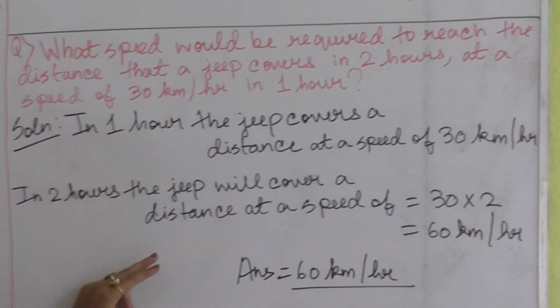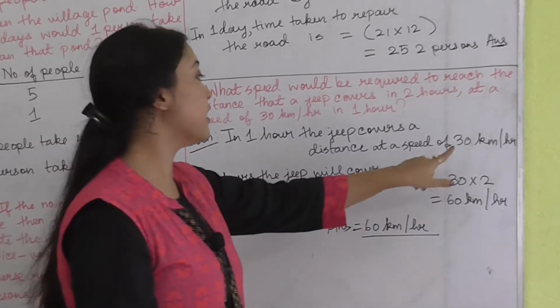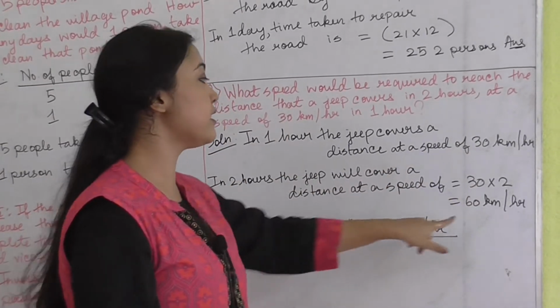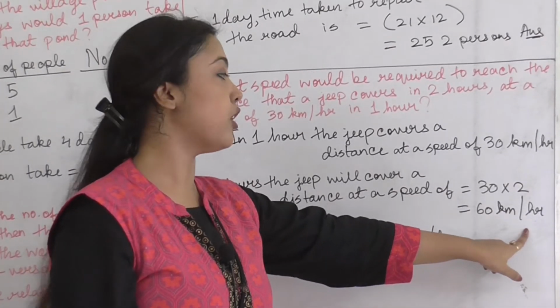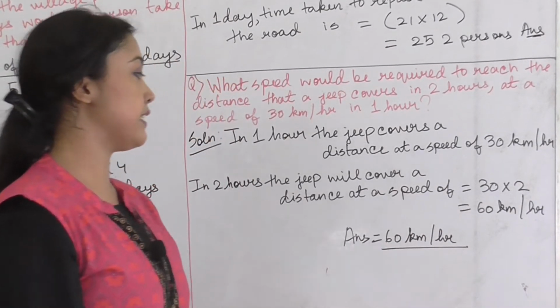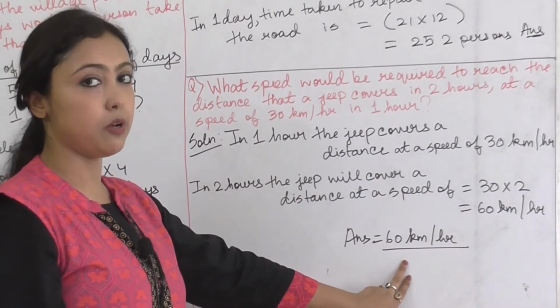In 1 hour, the speed required in order to cover the distance is 30 km into 2, that is 60 km per hour. So the answer is 60 km per hour. I think the problem is clear to you.